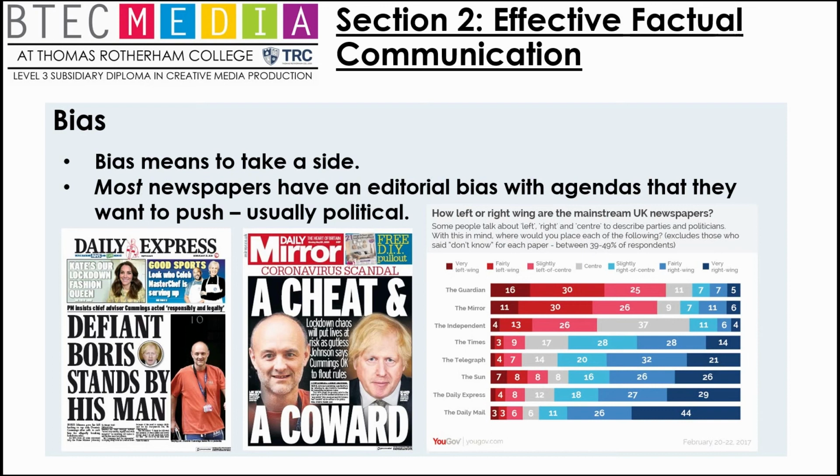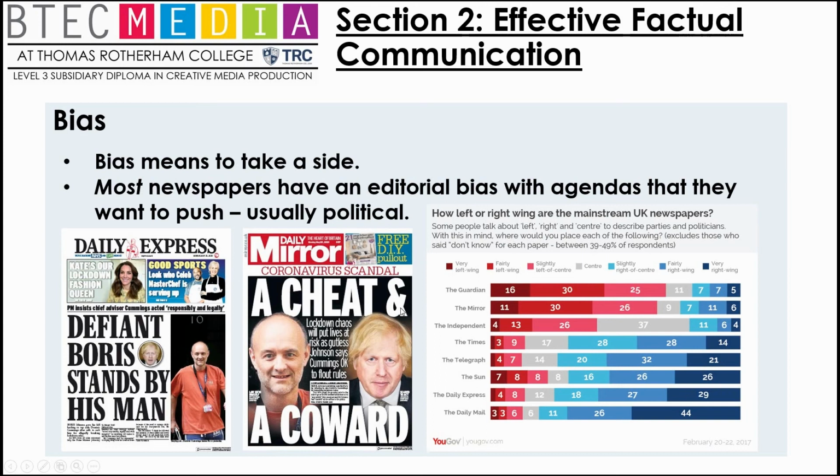So the easiest one to look at the moment is, again, the whole Dominic Cummings fiasco. These two stories both represent the same facts, but the way they report it is very different, because if you look at the Daily Express, Defiant Boris stands by his man, and you look at this little graph here, you'll notice that the Daily Express is more likely to be read by people from the right-wing conservative political allegiance.